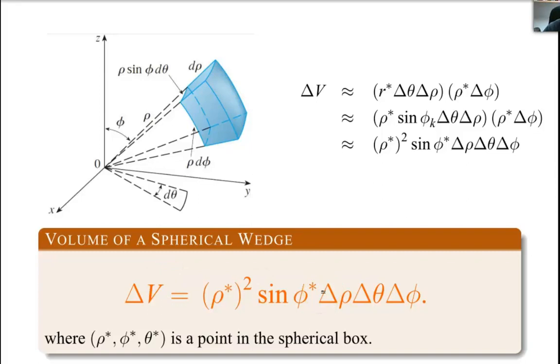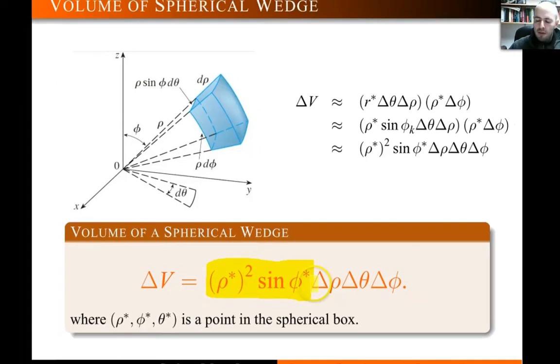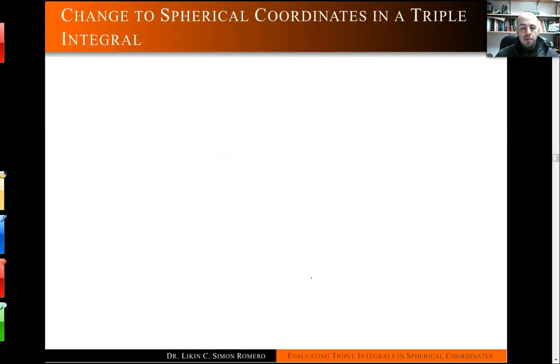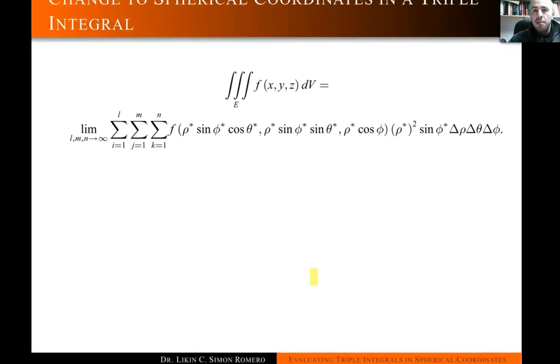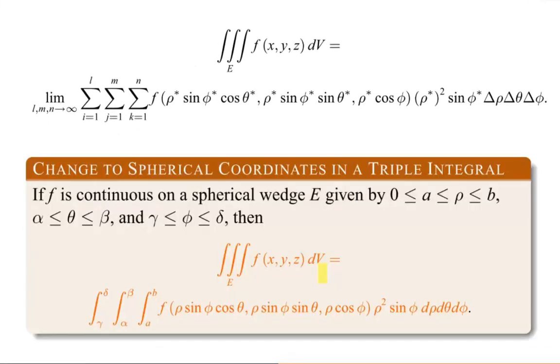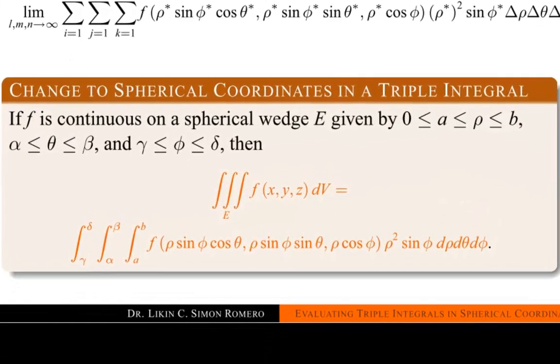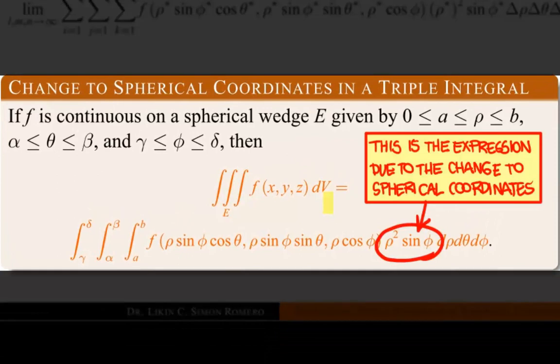It's not of my main interest to explain that. The only thing that I wanted to do with this expression is to give you an idea of where this particular rho squared sine of phi comes from. Because that's going to be by using the Riemann sums and the limit of the Riemann sums. That's exactly what you need to remember when you're changing to spherical coordinates. So it's going to be rho squared sine of phi.